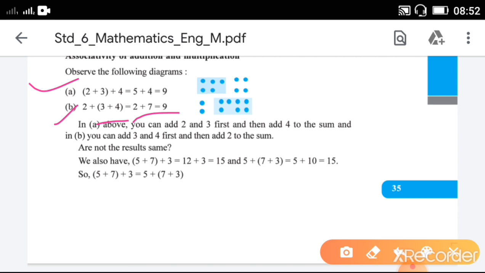Now, first let us see A. 3 whole numbers are given, 2, 3 and 4. 2 plus 3 plus 4. First you can add 2 and 3 and then add their sum to 4. You will get answer 9. What is the other way? First you can add 3 and 4 and add their sum to 2. Then also you will get the same answer. That is the property of associativity.